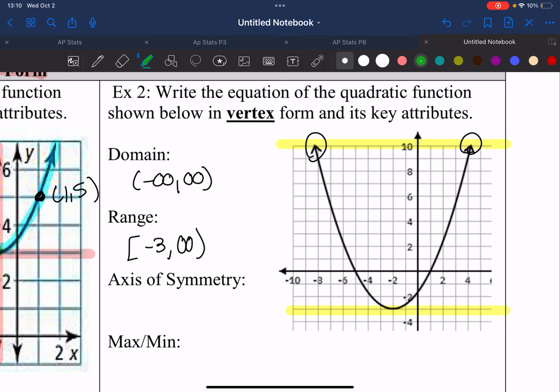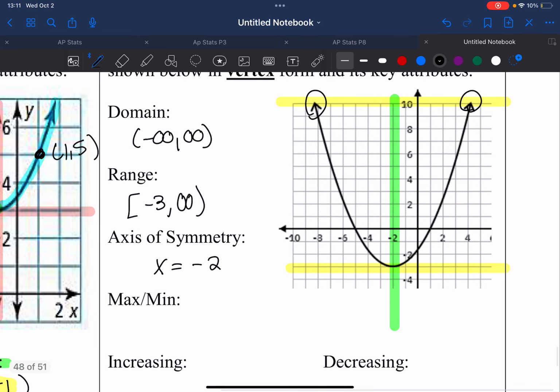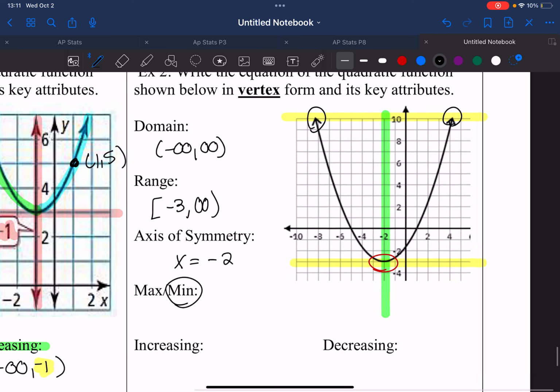Next, our axis of symmetry is going to split our graph in half, and it's going to be an equation where it crosses the x. So this is x is equal to -2. And since our vertex is on the bottom here, we know that this is going to be, again, a minimum.